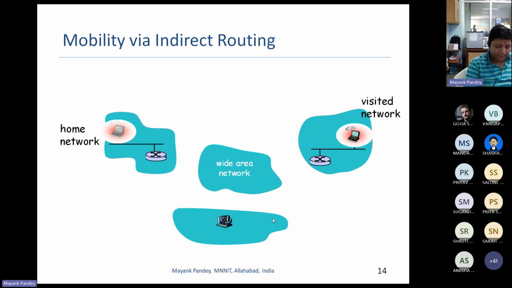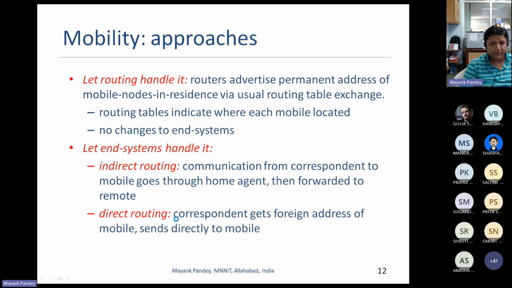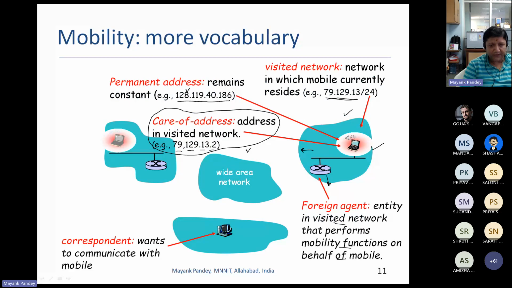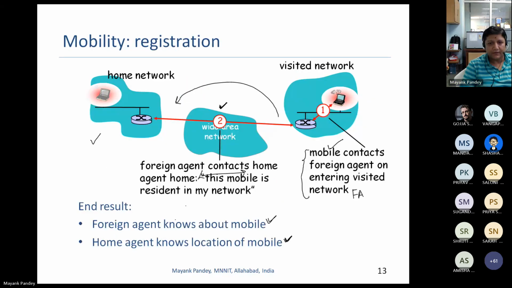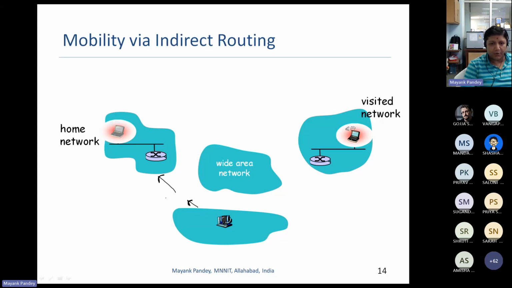Now what will happen? The correspondent node, not knowing anything, will send the packet to the mobile node, which will be routed towards the home network of the mobile node. Because the correspondent node knows the IP address of the mobile node, which is its permanent address, some 128.119. So the correspondent node will send data towards the home network.